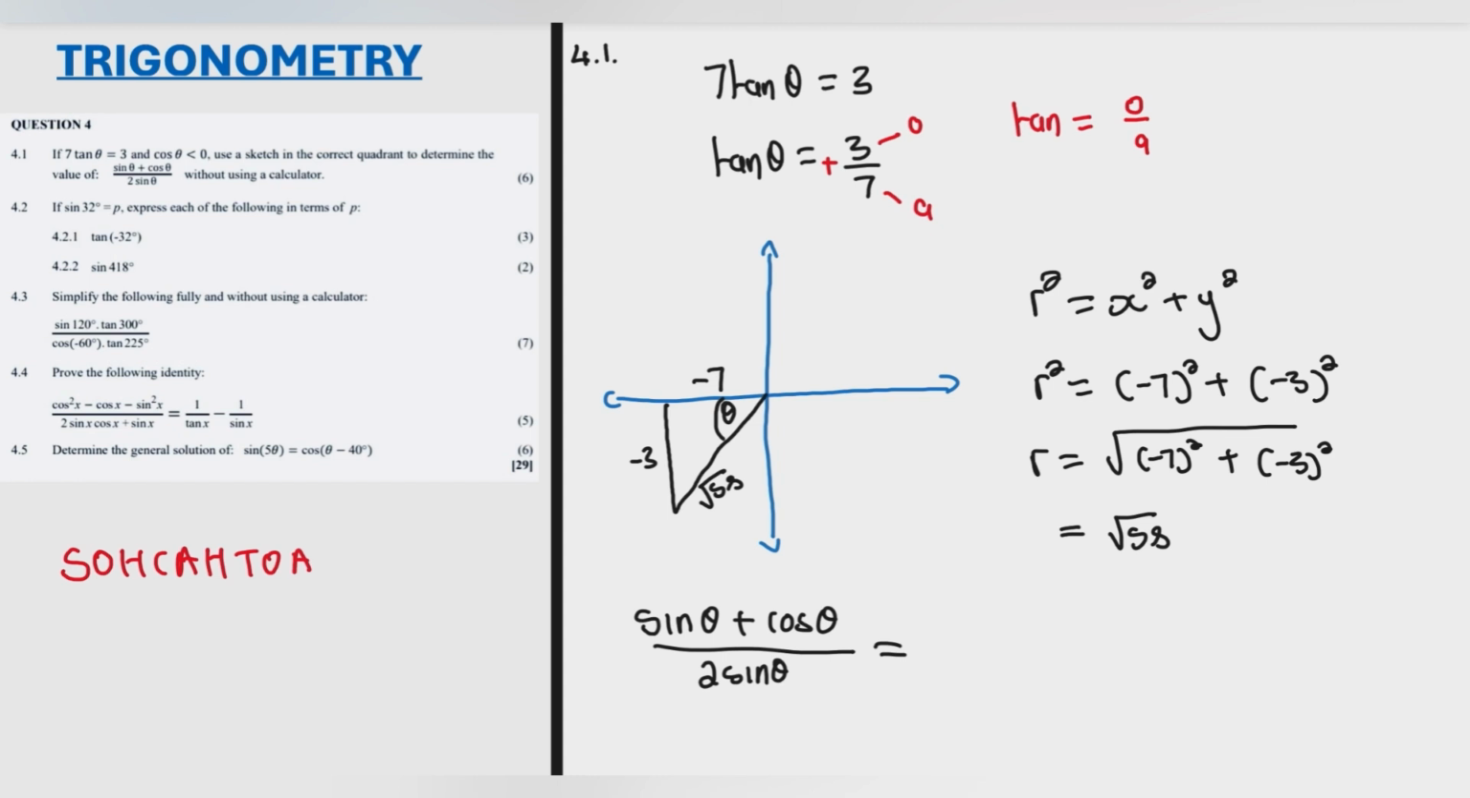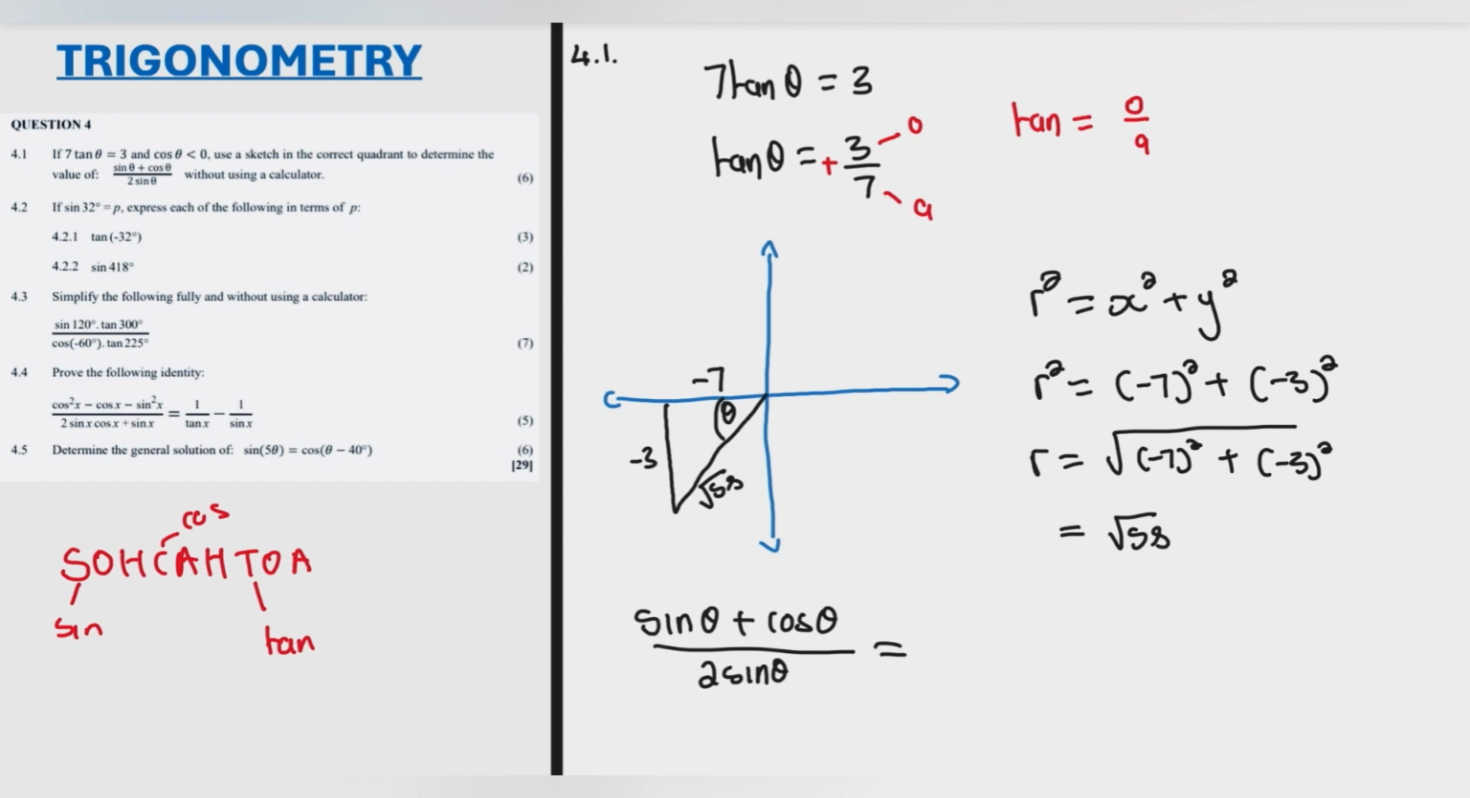So SOHCAHTOA is a tip that you can use to remember the ratios, right? It's a summary of your trigonometric ratios, where S is your sine, C is your cos, and T is your tan. Another tip is to remember SOH CAH TOA as: sine is opposite over hypotenuse, cos is adjacent over hypotenuse, and tan is opposite over adjacent. So that's the quickest way to remember the ratios of your trigonometric equations.